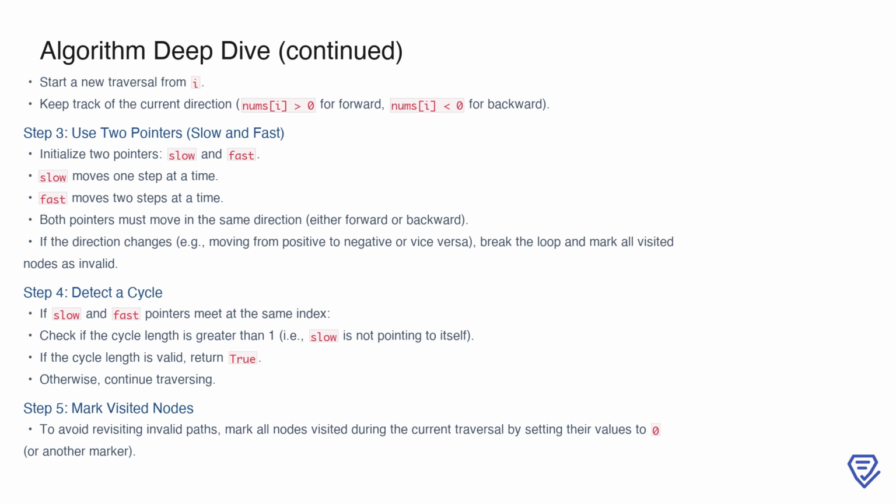If at any point the direction changes, meaning the signs of the numbers at slow and fast differ, we abandon the traversal and mark all visited nodes as invalid. If the slow and fast pointers meet at the same index, we check for a valid cycle. A valid cycle must include more than one element, so we ensure that slow is not pointing to itself. If the cycle meets the criteria, we return true. Otherwise, we continue the traversal and mark all the nodes visited during this path as invalid.